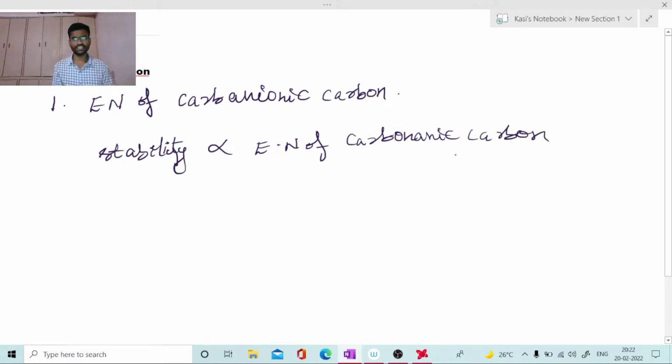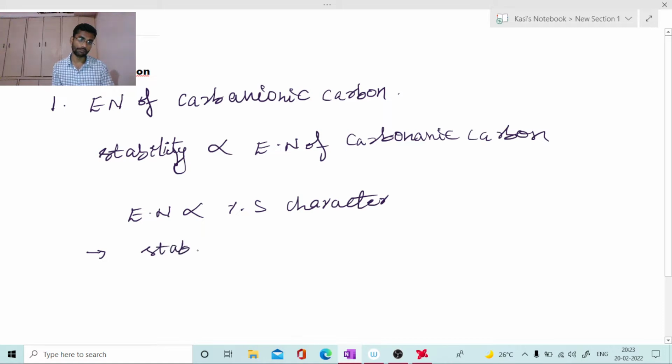The electronegativity of the carbanionic carbon is directly proportional to the percentage of S character. Since from these two relations we can conclude that the stability of carbanion is directly proportional to the percentage of S character.